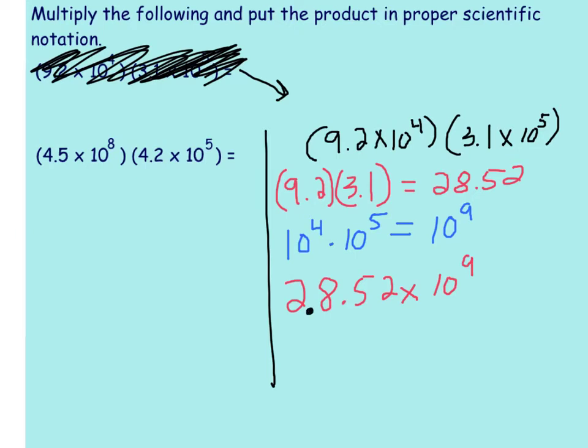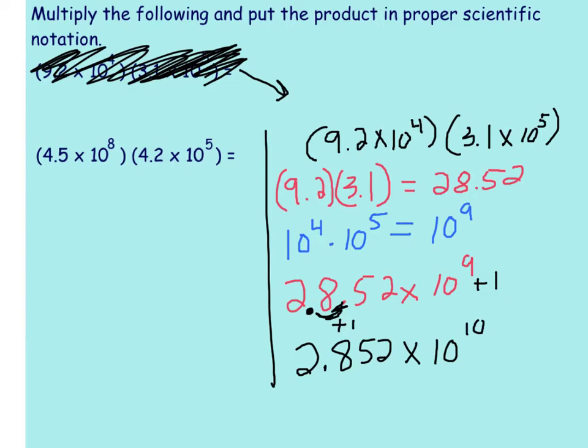Now, that's going to move one place to the left, and because this is a bigger number, it's going to be a positive move. So that's going to be a positive 1. So I have to increase my 9 exponent by 1. My final answer will look like this. 2.852, because now it's over here, multiplied to 10 to the 10th power because I had to go one spot over. And there you go. That's my answer.